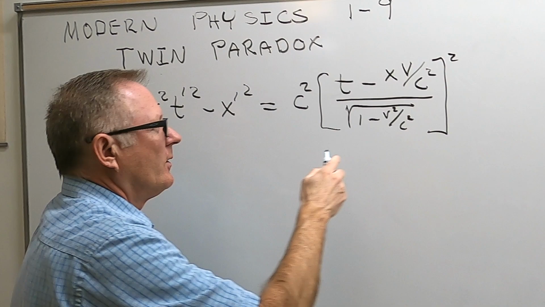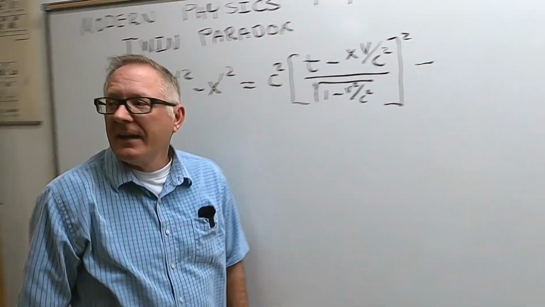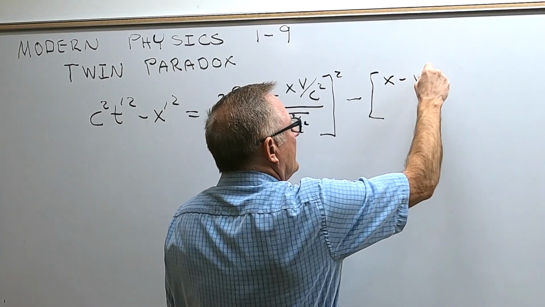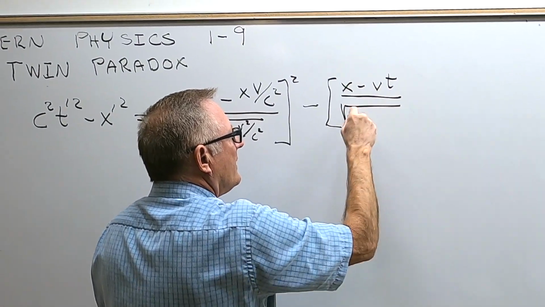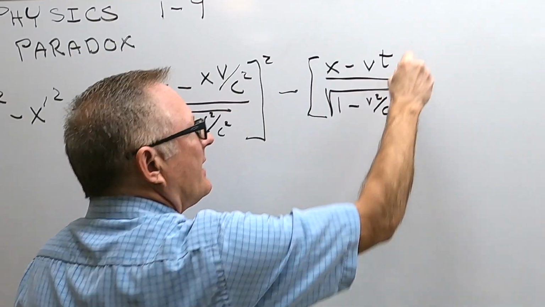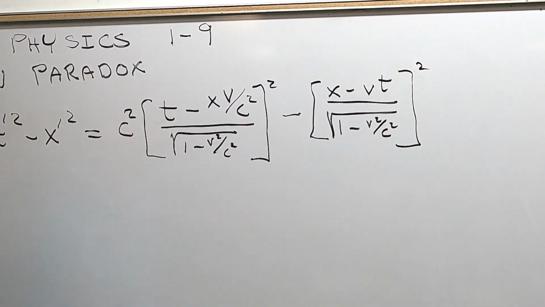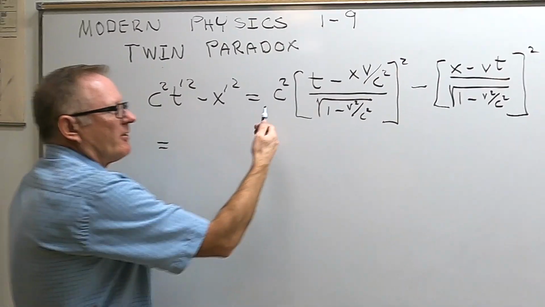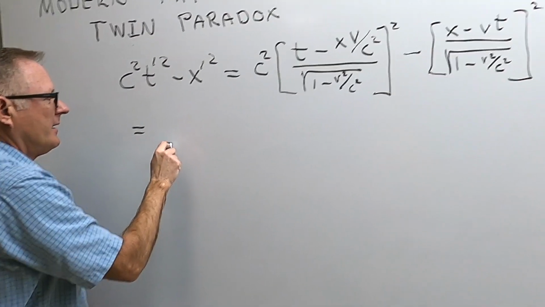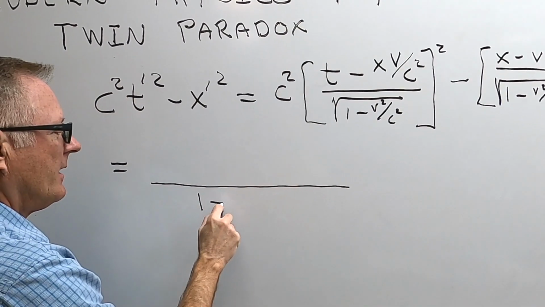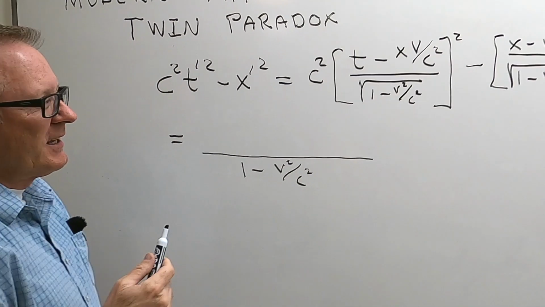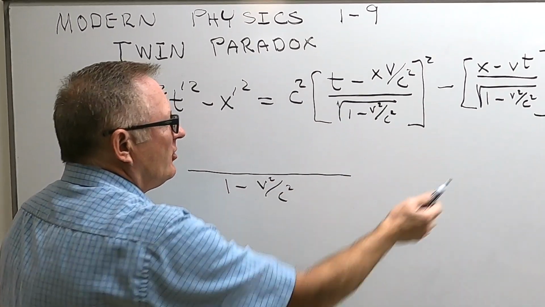minus x prime squared, and then we'll take our x prime, which is right here, and square it. x minus vt, all over the square root of 1 minus v squared over c squared, squared. Okay, so let's simplify that a little bit. We notice that they have a common denominator without the square root because we're squaring it. So we got a 1 minus v squared over c squared. And then hopefully we can square all this out in the numerator.